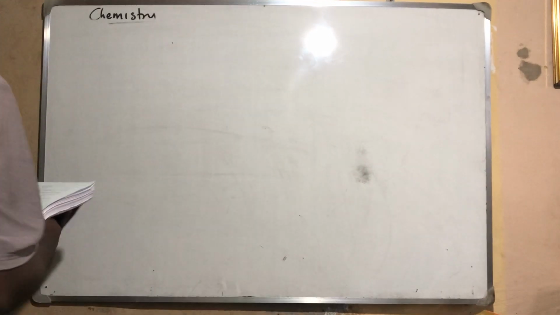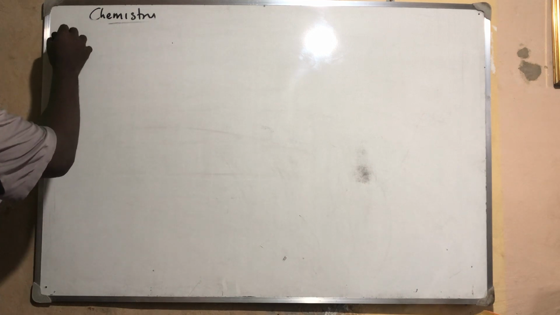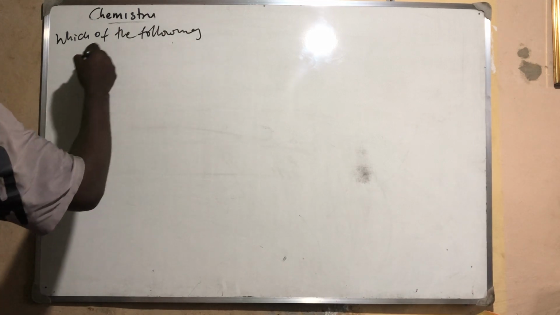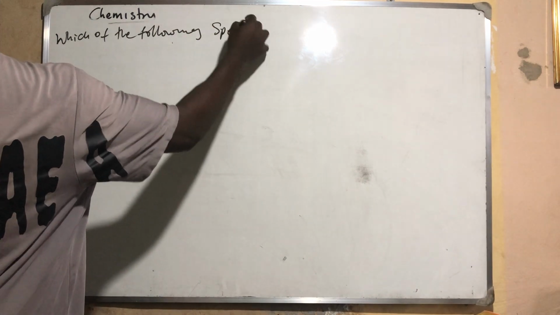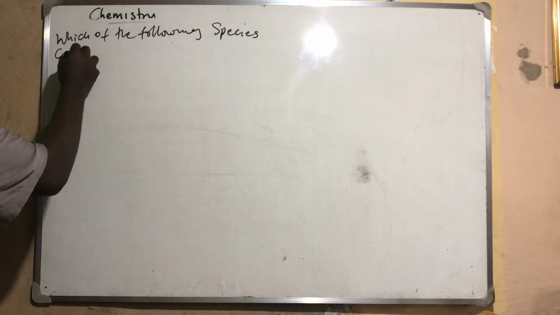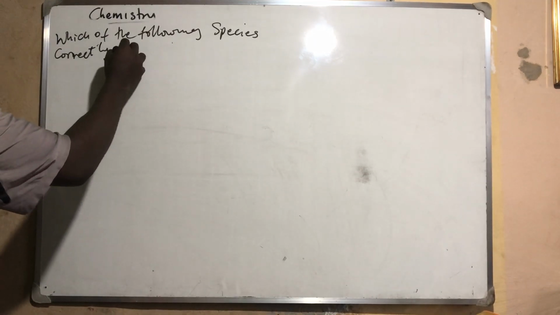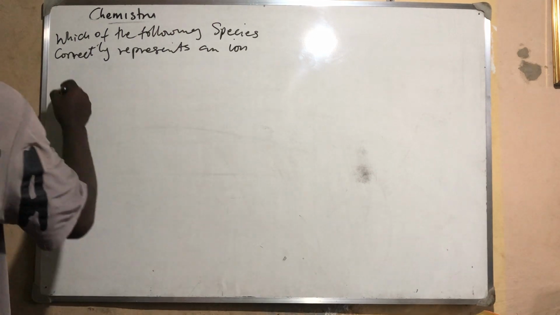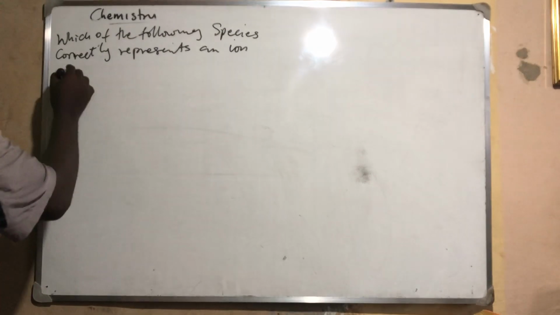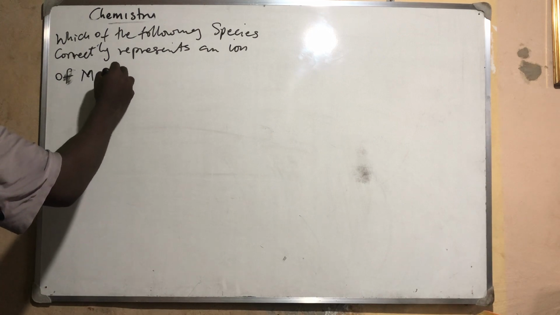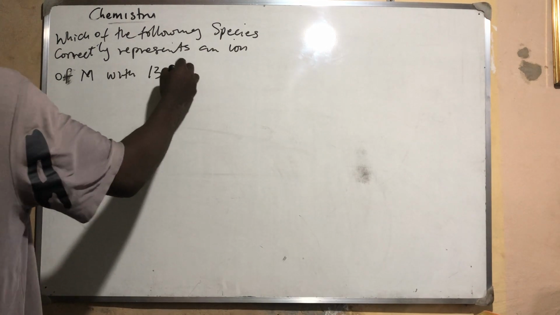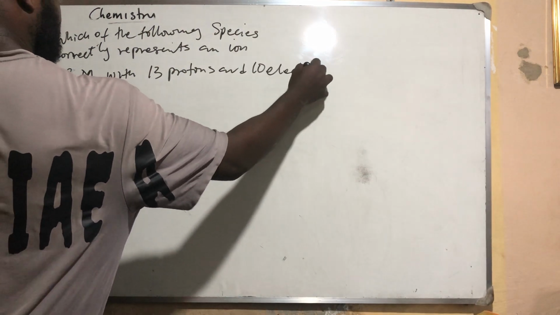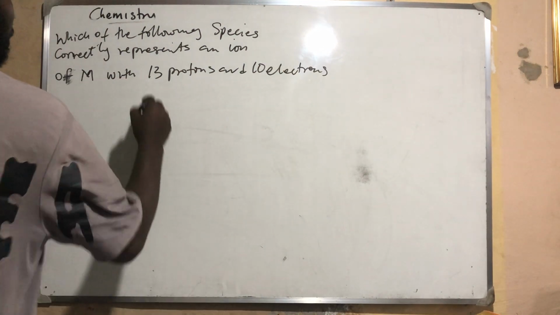So the next question said, which of the following species correctly represents an ion of M with 13 protons and 10 electrons? Okay, even without writing the options, it is very simple.